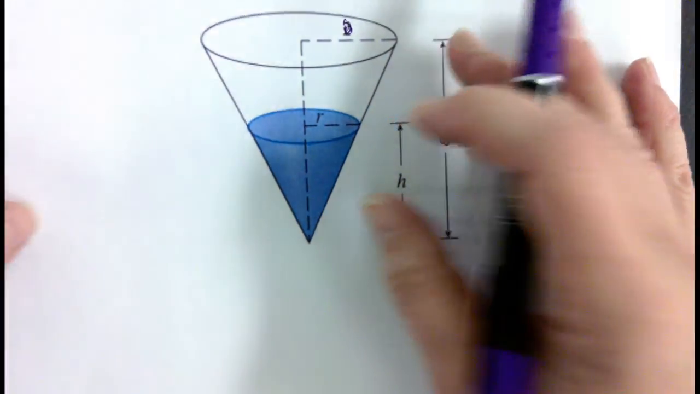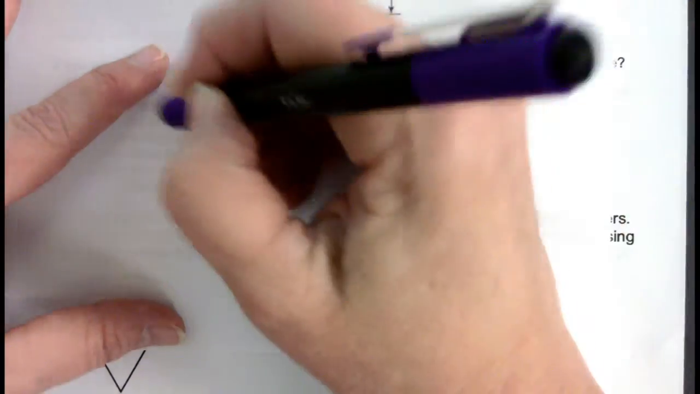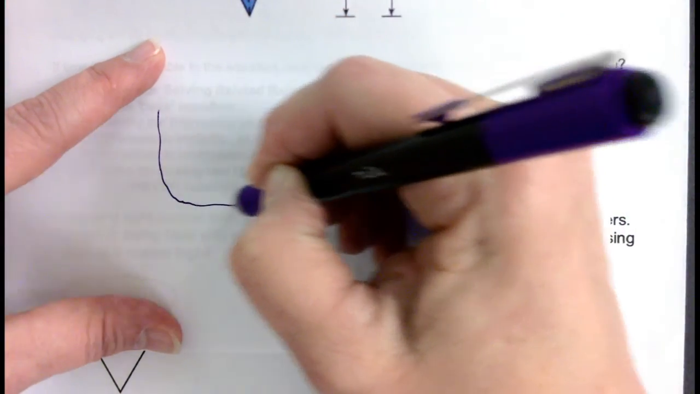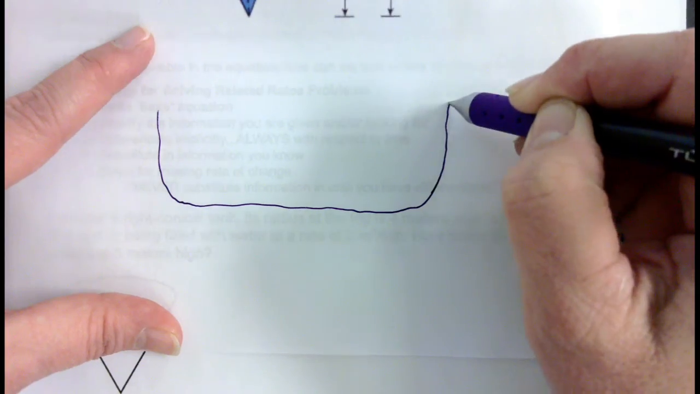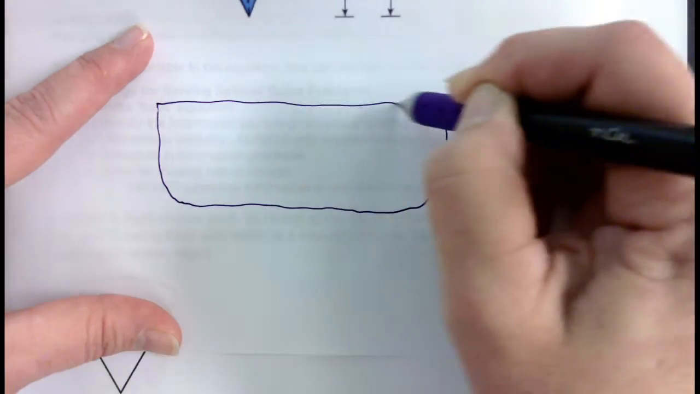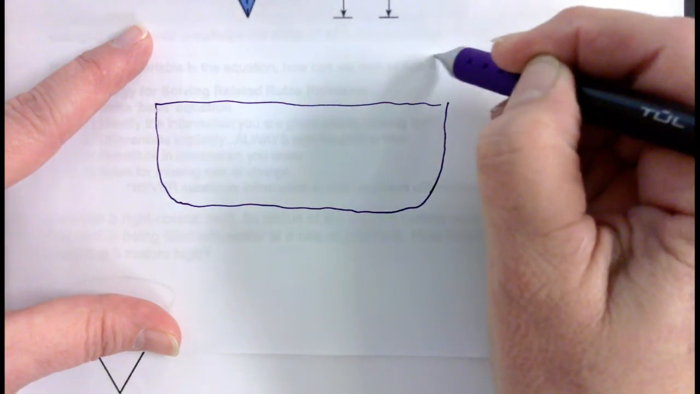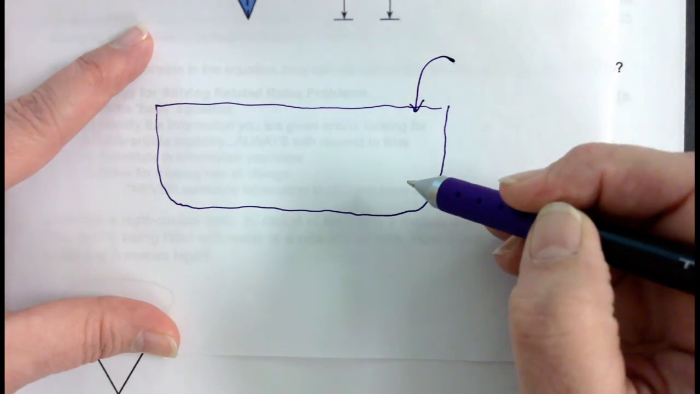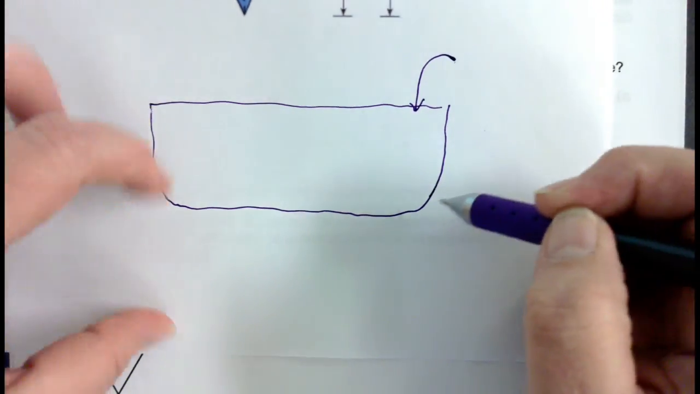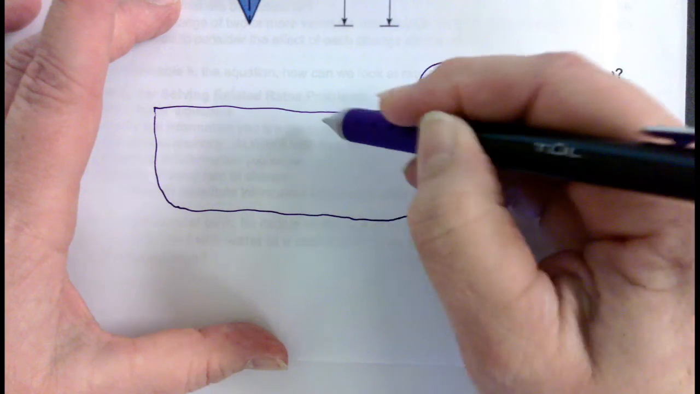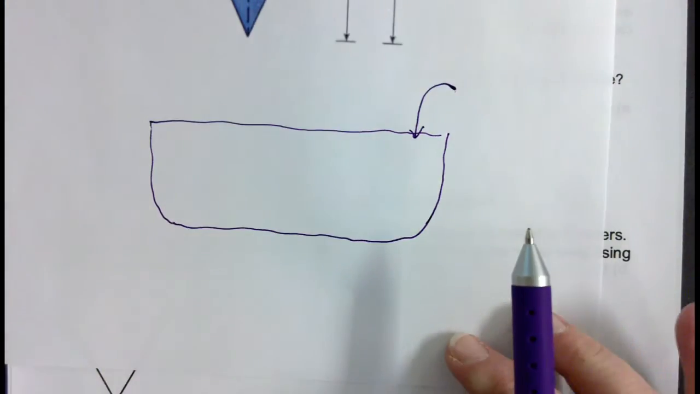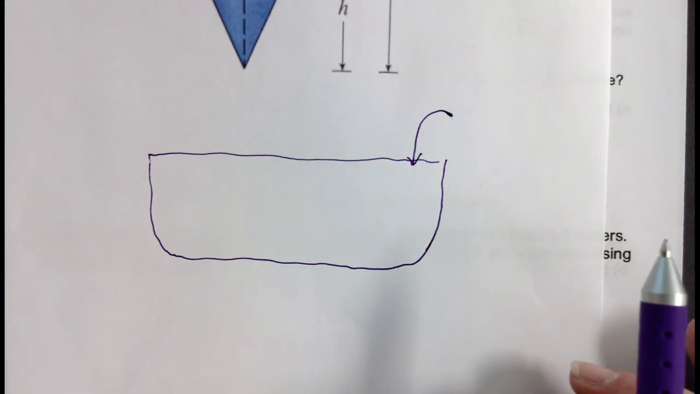So we're going to deal with basic shapes that we've dealt with before in geometry. But I want you to think about just your basic bathtub, okay? And you've got water going into it somehow. Does the height of the water raise at a constant rate? No, because the flow of the water is not.